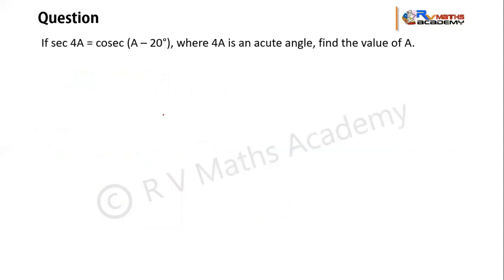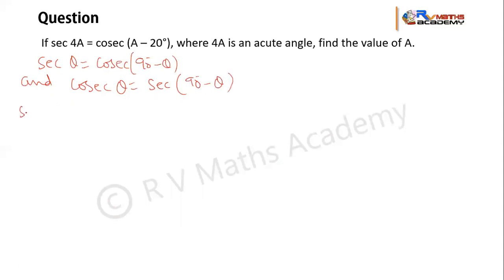If sec 4A is equal to cosec A minus 20 degree, where 4A is an acute angle, find the value of A. So again, we have learned this relationship. Sec theta is equal to cosec 90 degree minus theta, and cosec theta is equal to sec 90 degree minus theta. Now our question is sec 4A is equal to cosec A minus 20 degree.